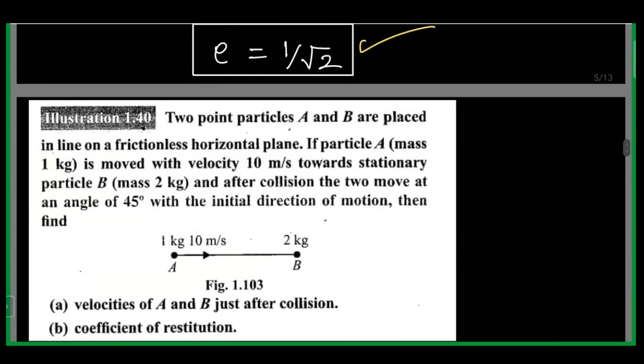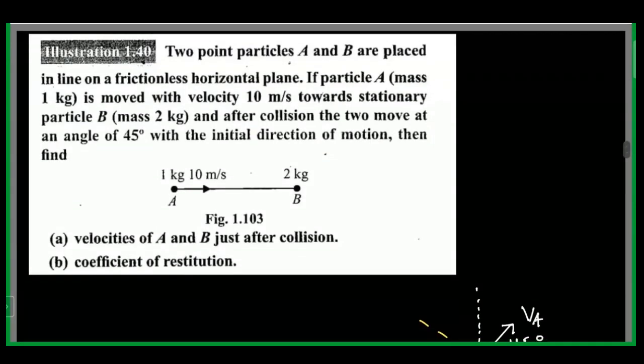Now let's come to another example, a very, very important example. Right now we were studying everything in one dimension. Particles were coming in one direction, hitting each other, and also going away in one direction. But now we change something. Let's see what we change.